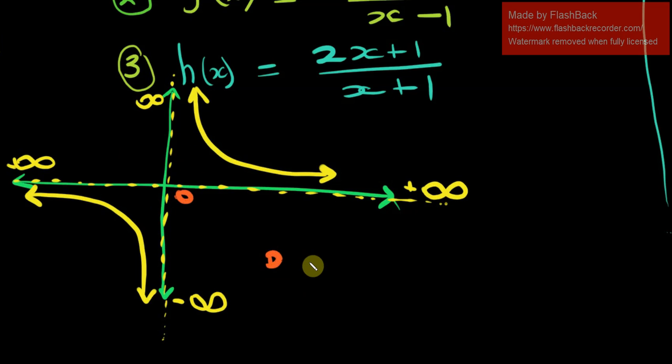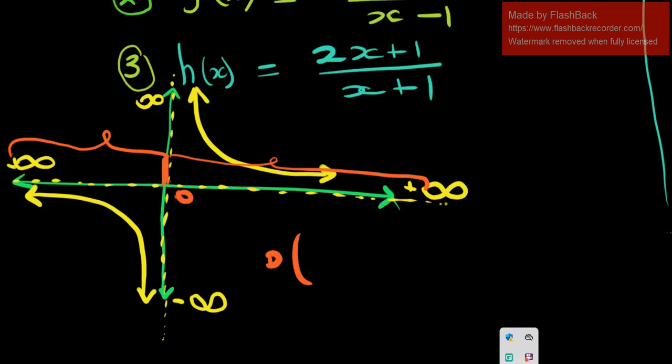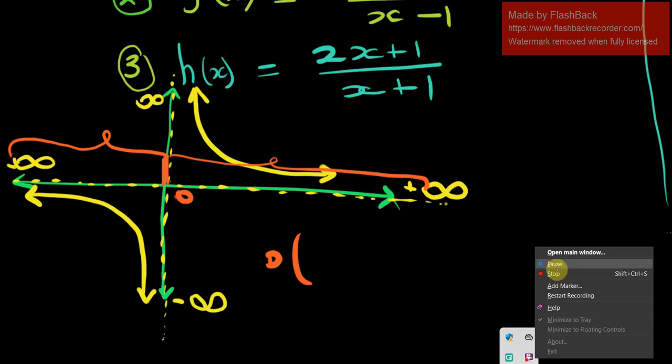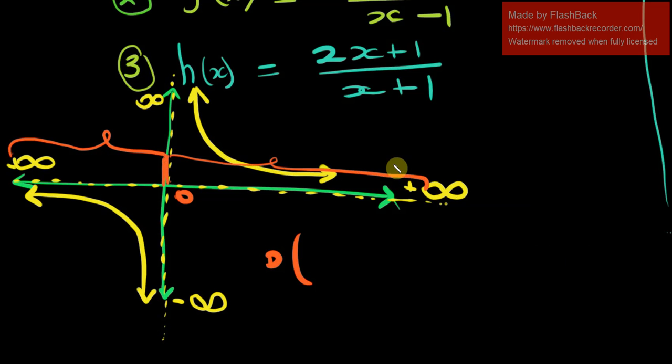The domain of this function, the rational function, would be from negative infinity all the way, excluding the asymptote at 0, and as you can see, it goes all the way to positive infinity.